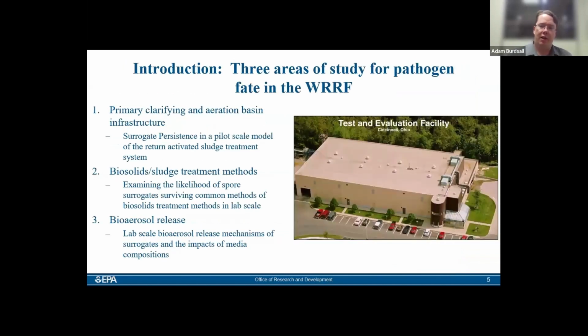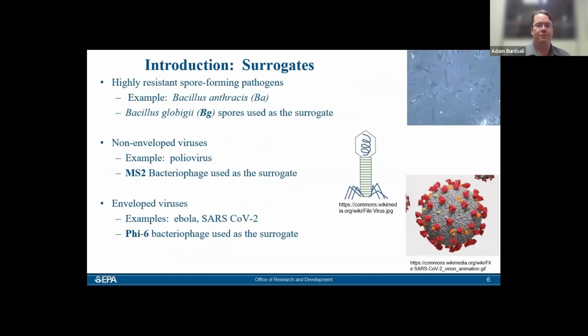The work I'm discussing today is being conducted at EPA's Test and Evaluation Facility here in Cincinnati. I'll be talking about three areas of study. The first one is looking at the persistence of pathogens in a pilot scale model, the aeration basin and return activated sludge treatment system. Then I'll talk about some common methods for treating dewatered biosolids and explore how spore forming surrogates might actually survive some of those methods in lab scale. And finally, I'll discuss bioaerosol release mechanisms and our study of the impacts of surrogate type and different media compositions on their release.